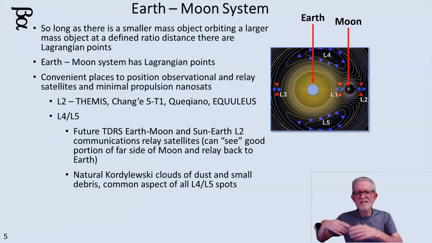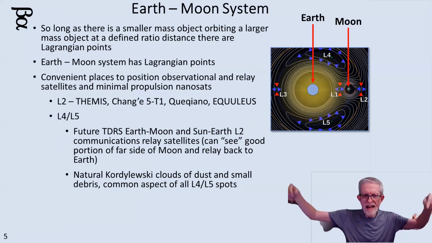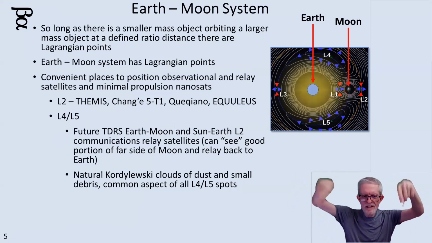Oh, it could see a wider field of view because it's at L2. Wouldn't that work for other probes? Yeah, remember me talking about L4 and L5 are good stereo spots for looking at the heavier mass object in the center?